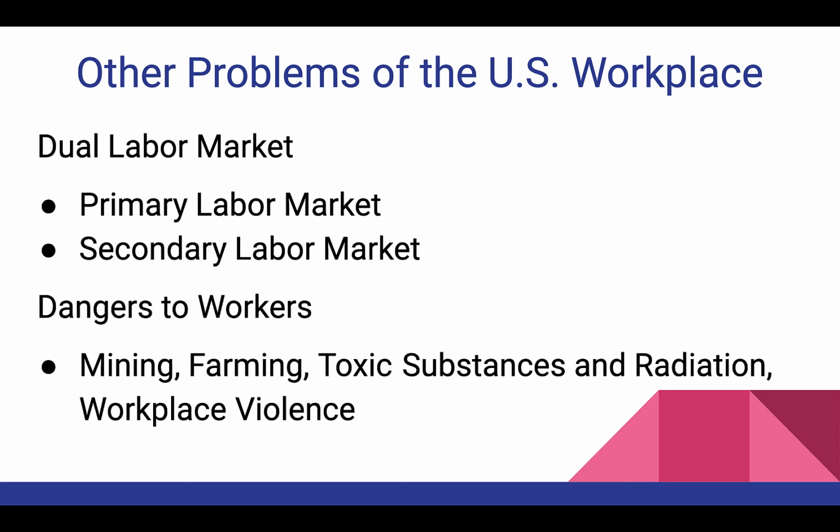Okay, there we go. So other problems of the US workforce, we've got the dual labor market. So basically the way this works is we know what this is, right? I don't even have to explain this to you. You already know what this is. So the idea is that there's two kinds of jobs, good ones and not great ones, right, in the US economy. And so basically there's the primary and the secondary labor market, right?